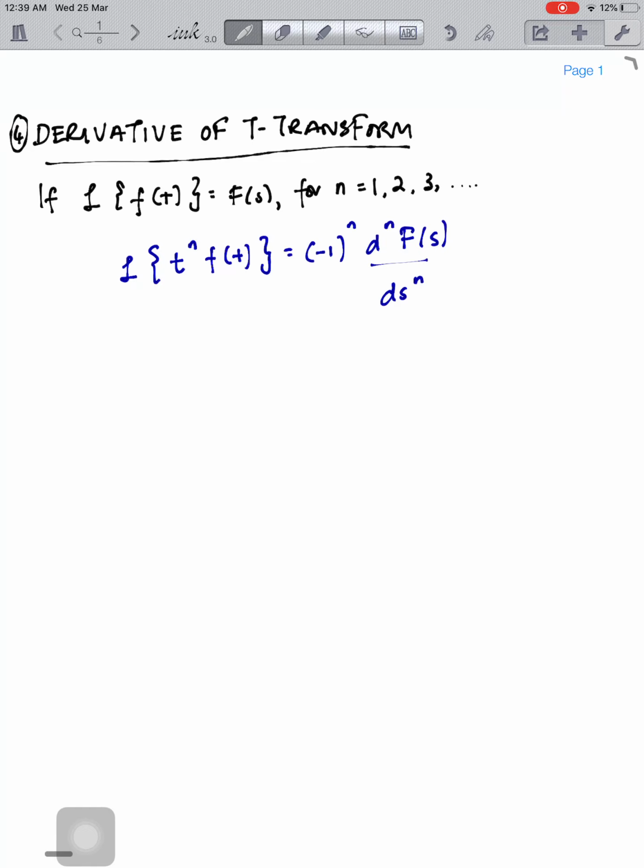then for n, which are, what do you call that? It's not whole numbers, natural numbers. Natural numbers mean counting numbers 1, 2, 3, 4, 5, 6, 7, and so on, starting from 1. Those are called natural numbers.